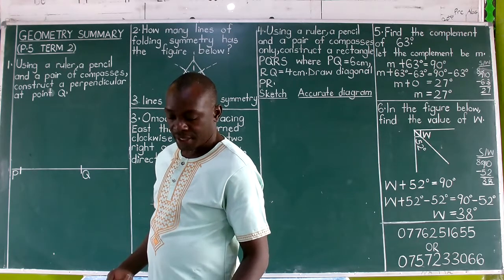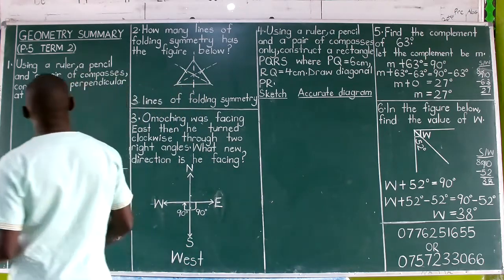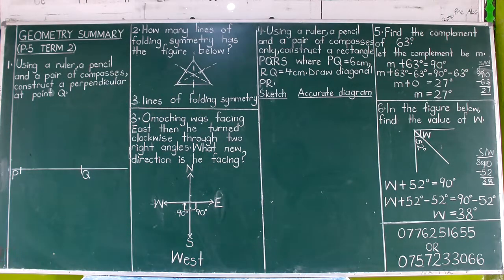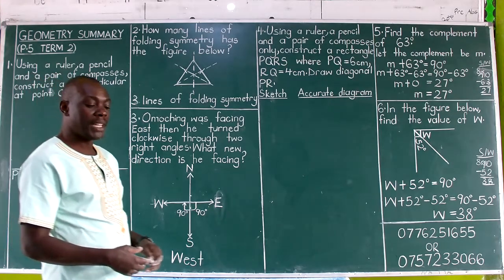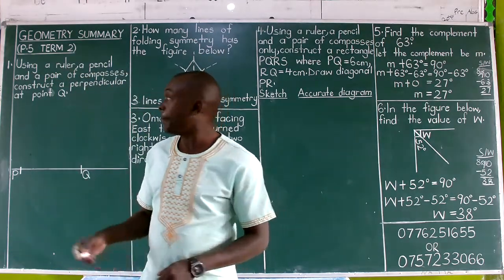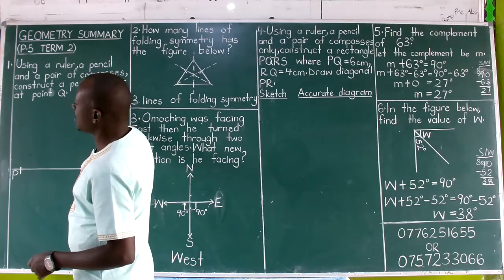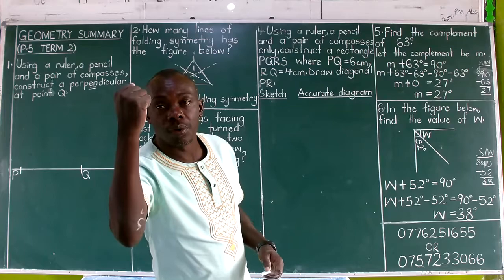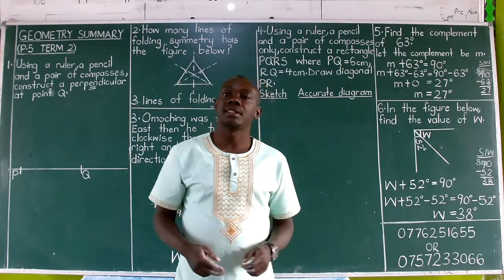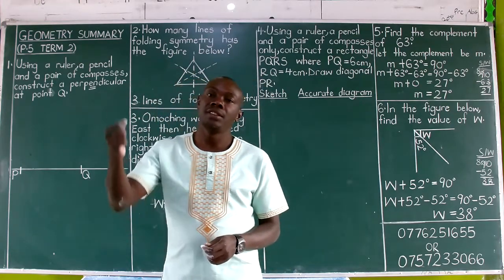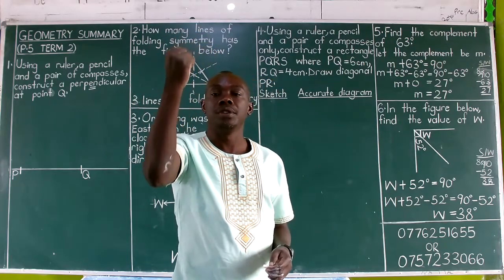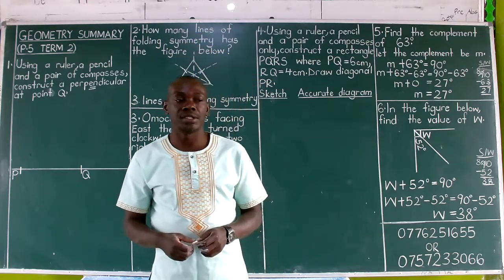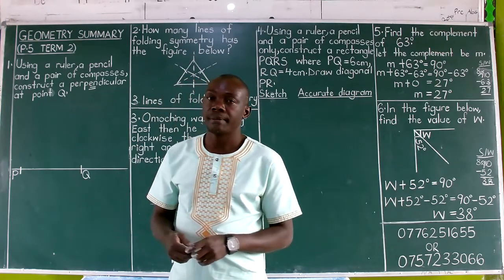Now we are starting using a ruler, pencil, and a pair of compasses. Those three only, please. Construct a perpendicular at the point 2. That word, perpendicular: two lines are said to be perpendicular if they meet at a right angle. The right angle is then of 90 degrees.